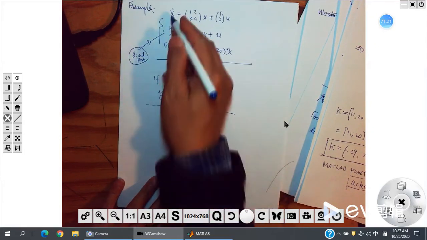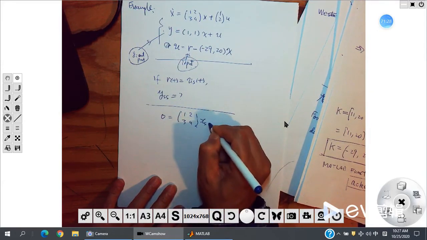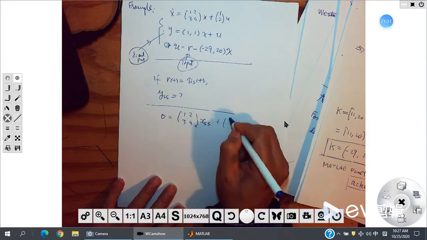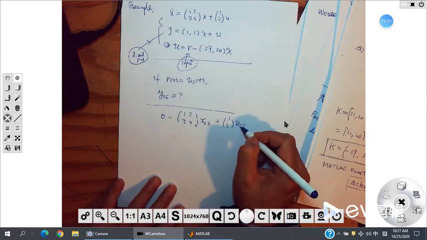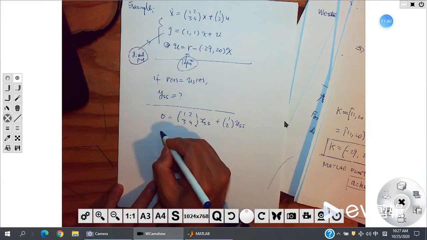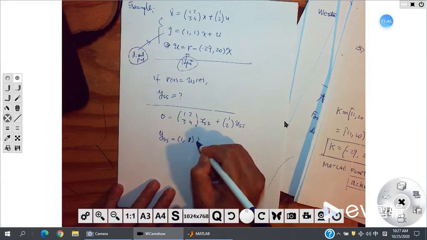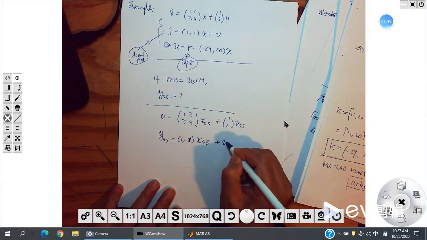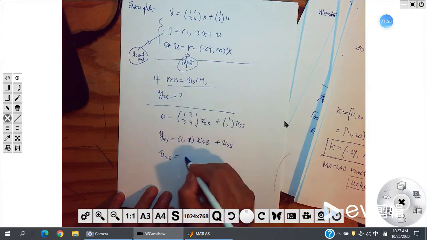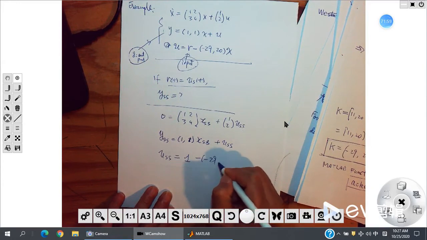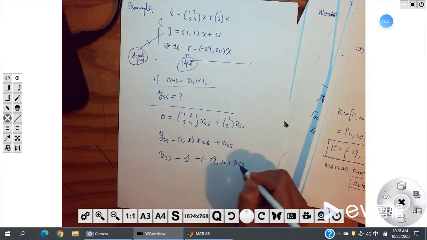Okay, you just plug in. We have 0 equal to [1, 2; 3, 4] x steady state plus [1; 2] u steady state. Actually, this is u. R is 1. Then y steady state equals [1, 1] x steady state plus u steady state, and u steady state equals r, which is given, so this is just 1, minus [-29, 20] times x steady state.